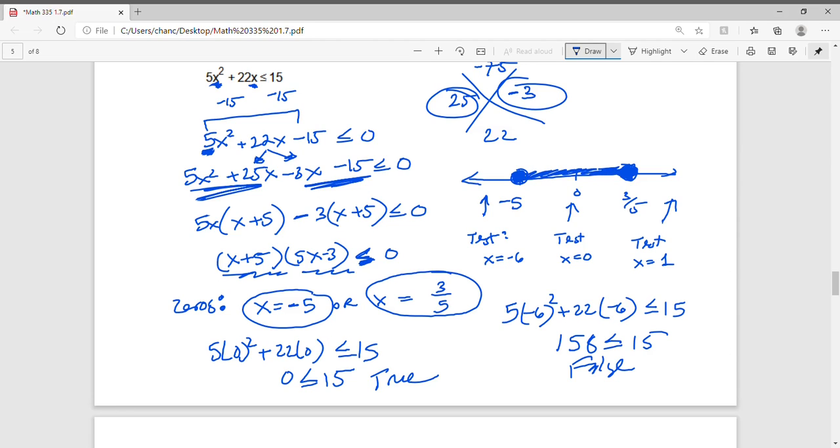If we plug in a 1, we have 5 times 1 squared plus 22 times 1. Is that less than or equal to 15? No, that's clearly false. That is 27 is less than or equal to 15. That's false. So don't shade anything to the right. So what is our solution? Our solution is going to be from negative 5 to 3/5.